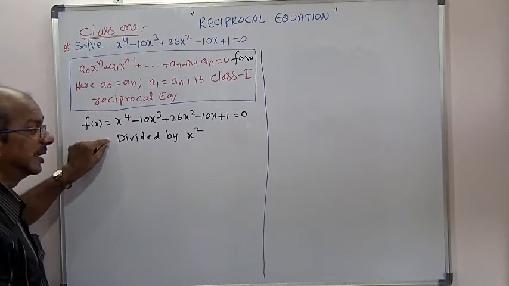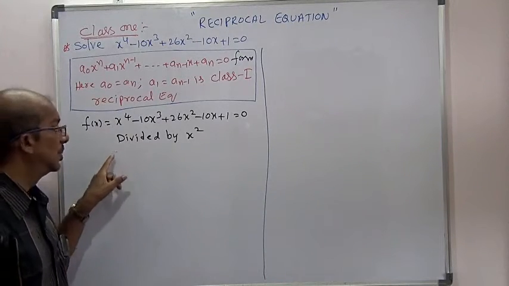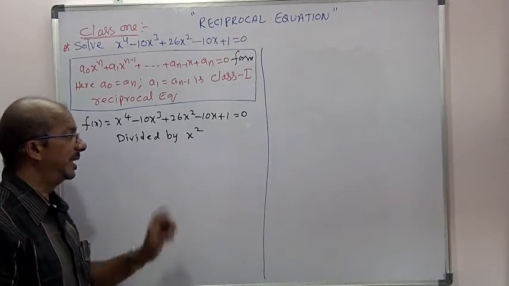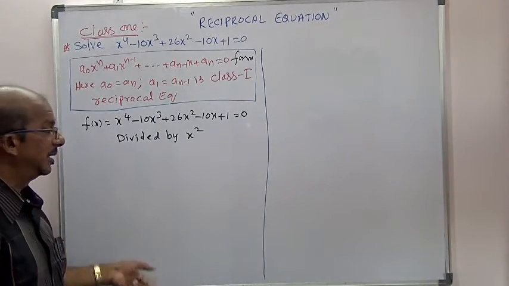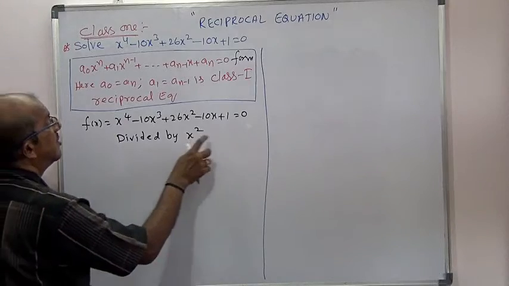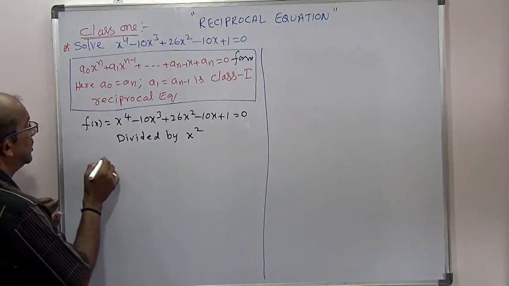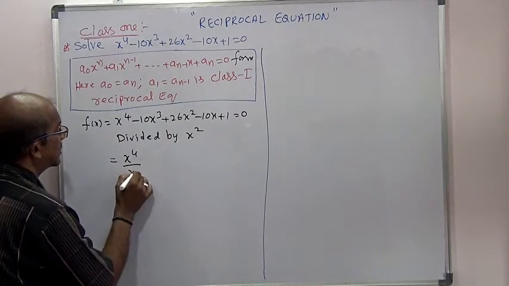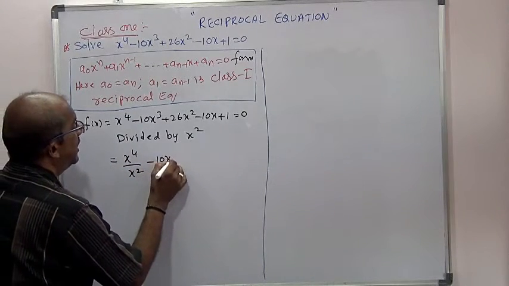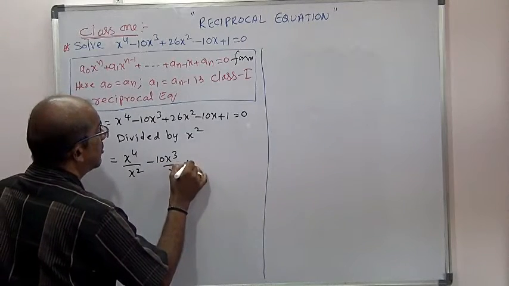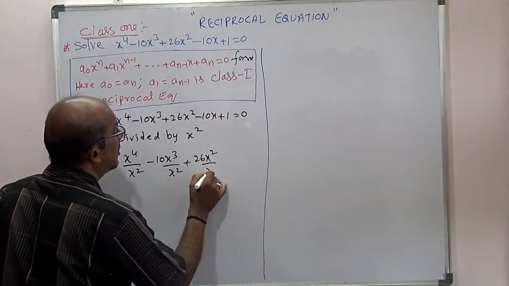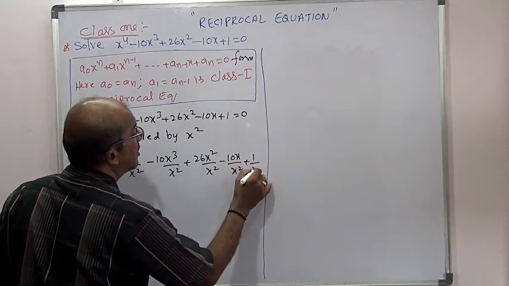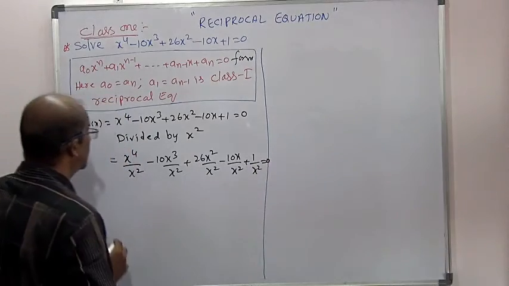So first, to find the two roots of this equation, reduce the fourth degree equation in x. Next, follow the remaining procedure. First, divide by x square, that is x power 4 by x square minus 10x cube by x square plus 26x square by x square minus 10x by x square plus 1 by x square equal to 0.